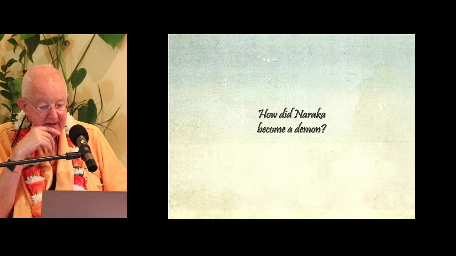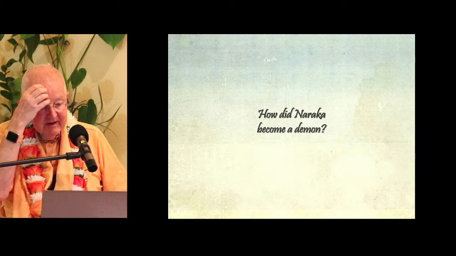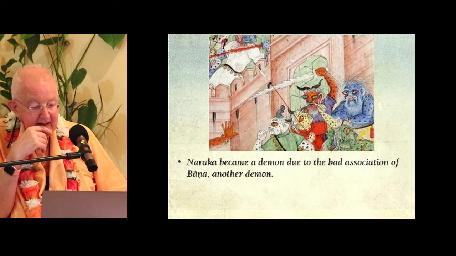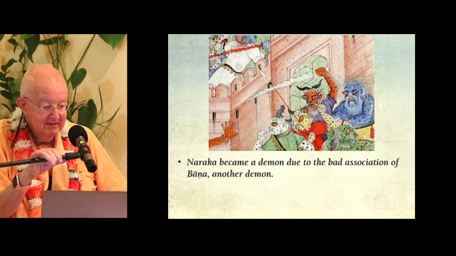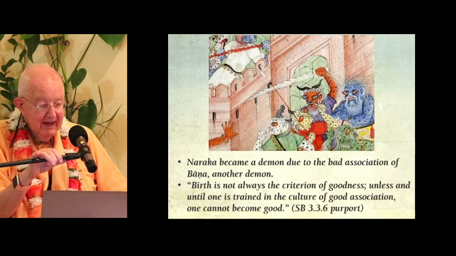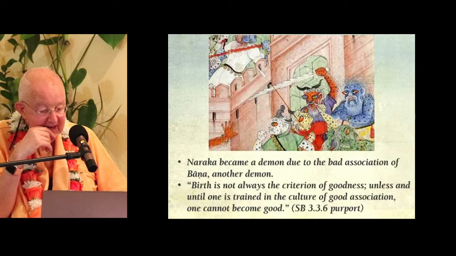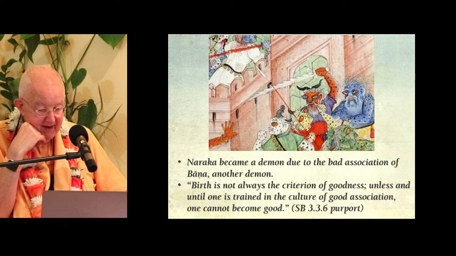So how did he become corrupted? How did he become a demon? Naraka became Narakasura. Narakasura became a demon due to bad association with Bana, another demon. Bhagavatam, Canto 3, Chapter 3: Birth is not always the criterion of goodness. Unless and until one is trained in the culture of good association, one cannot become good.